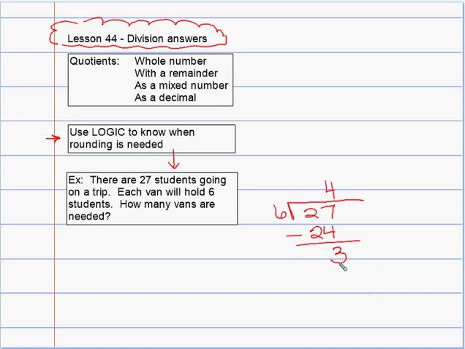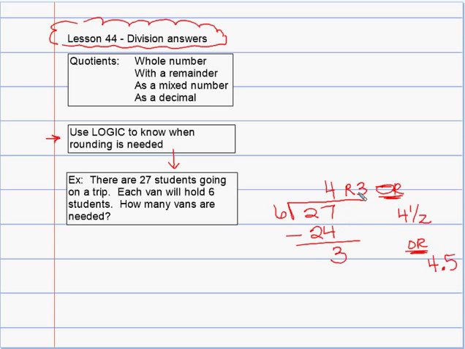Okay. And I have 3 left over. So I could write this answer as remainder 3, or I could write this answer as 4 and 1/2, because if I take this 3 and put it over 6, I get 4 1/2, or 4.5. Okay. We didn't get a whole number. We could write it as a remainder, as a fraction, mixed number, or as a decimal.